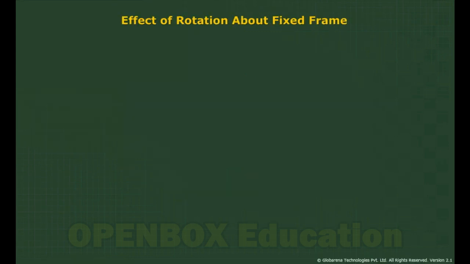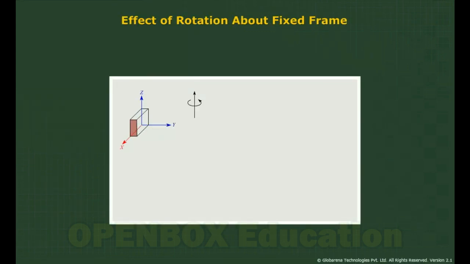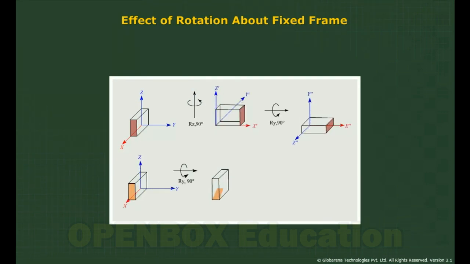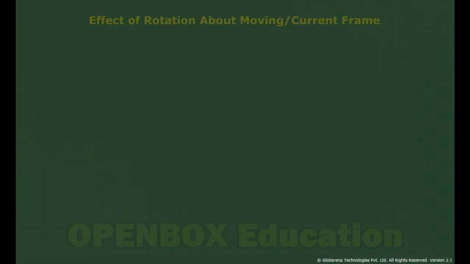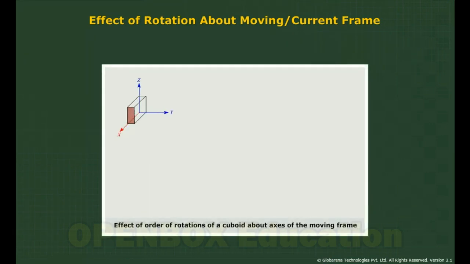Effect of rotation about fixed frame. Effect of order of rotations of a cuboid about the principal axis of a fixed frame are shown here. Effect of rotation about moving or current frame. Effect of order of rotation of a cuboid about axis of the moving frame.